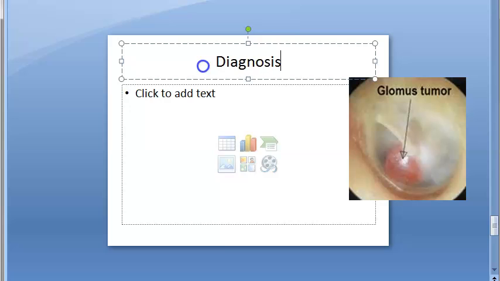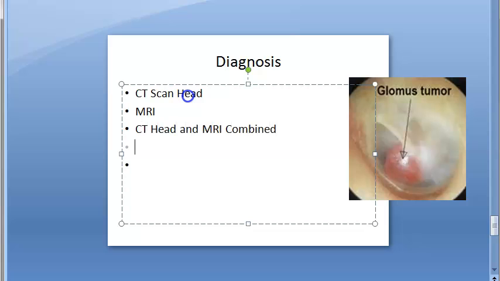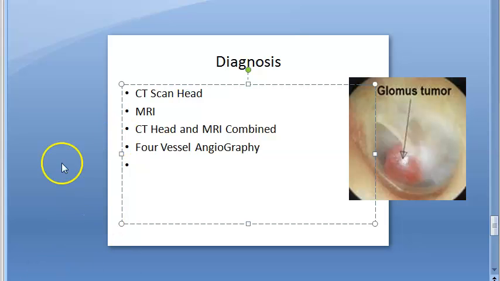Diagnosis. So diagnosis we will just mention very quickly. CT scan, CT head scan. Okay, CT scan of what? Of the head. Then you can have MRI, CT and MRI combined. CT head and MRI combined. Okay, then 4-vessel angiography. Okay. What is this 4-vessel?